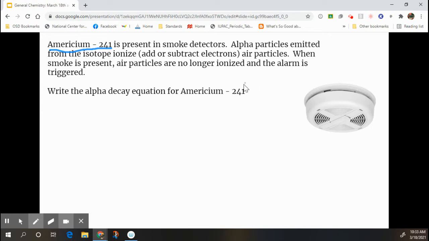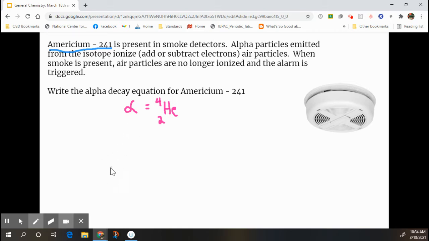So let's write the alpha decay equation for this. You may have found in the Nearpod that alpha is symbolized with this Greek letter alpha, and it's equivalent to a helium isotope with a mass number of 4 and an atomic number of 2. So alpha particles are helium particles with 2 protons and 2 neutrons, equaling a mass number of 4.